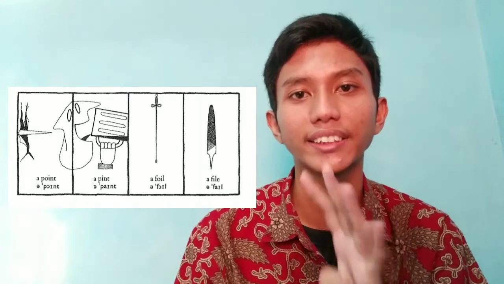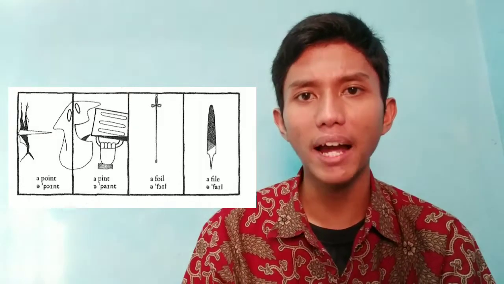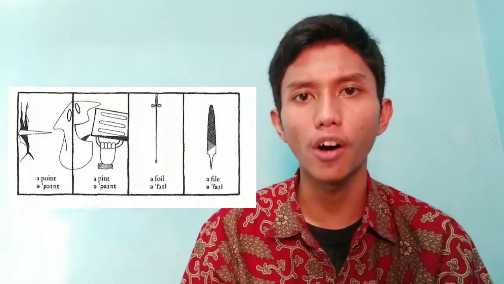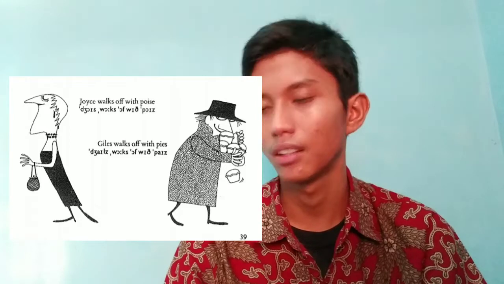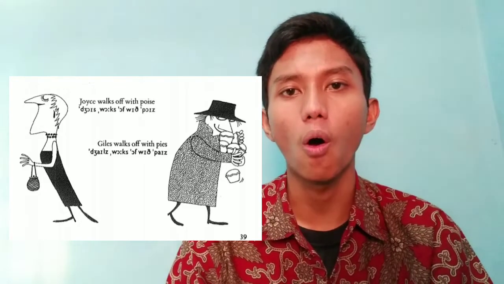In this page, we are going to differentiate between pronunciation of A and oi. Oi, we usually use when there is a word where O meets I or O meets Y. For example, this picture, good boys, and then goodbyes. And then the next picture, there are four things in this picture. A pine, a vowel, a file. And in the next picture, there are two sentences. The first sentence is Dois walks off his poise. Dois walks off his poise. Dials walks off with eyes.